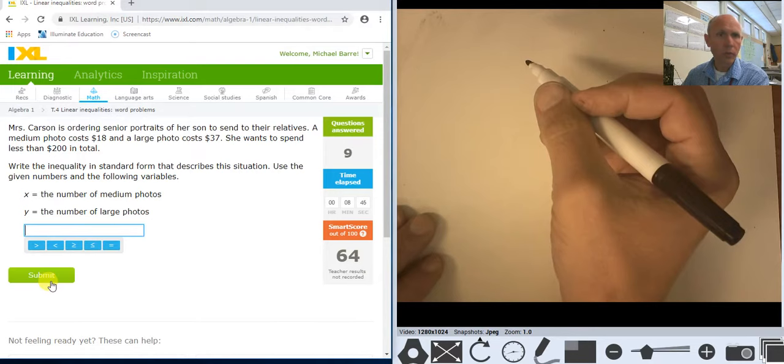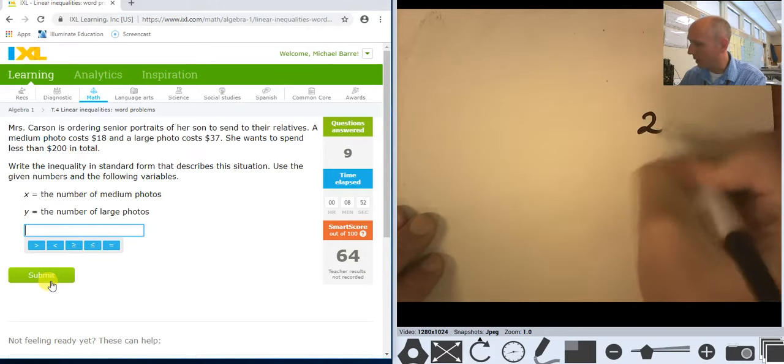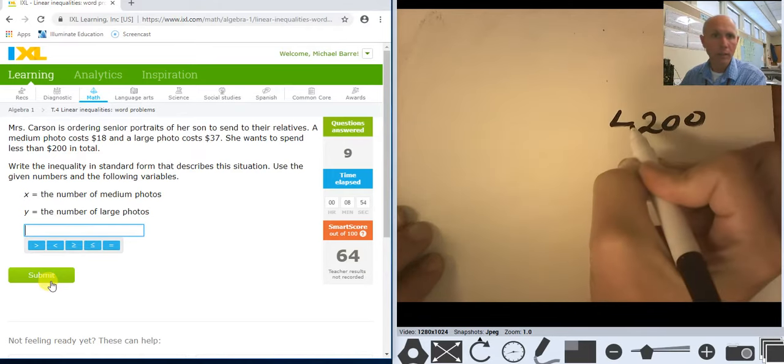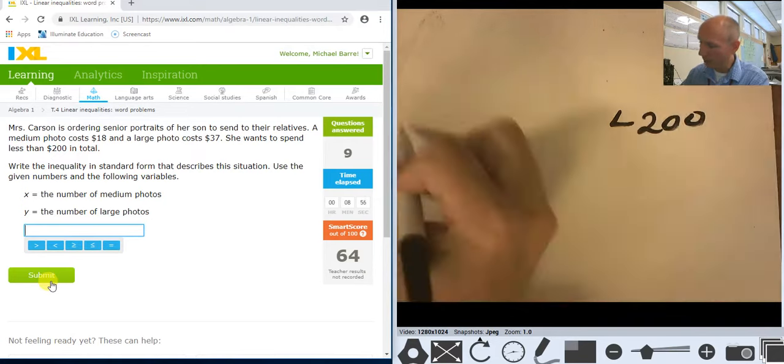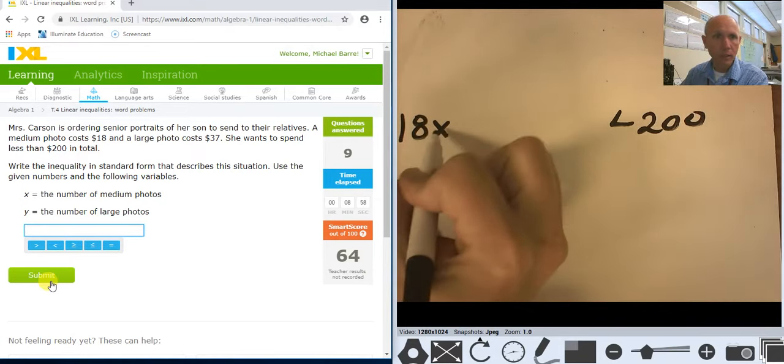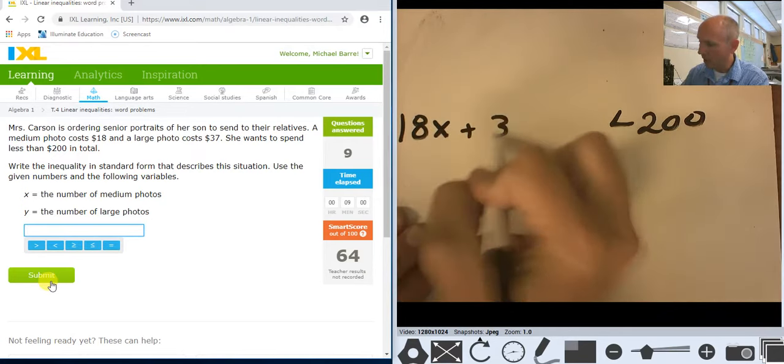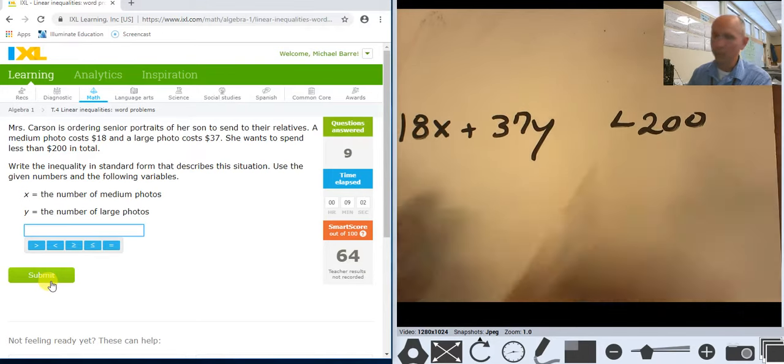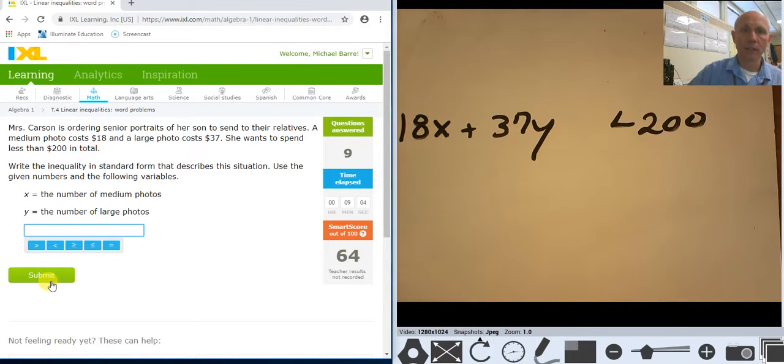Mr. Carson is ordering senior portraits. Wants to spend less than $200, so I need to stay less than $200. Medium photos are $18. Large photos are $37. And I have to stay under $200. So 18x plus 37y is less than 200.